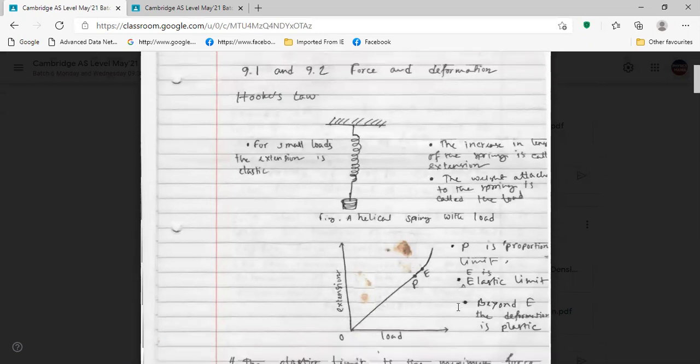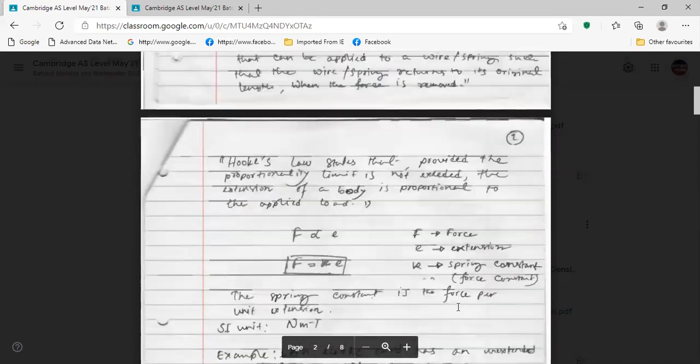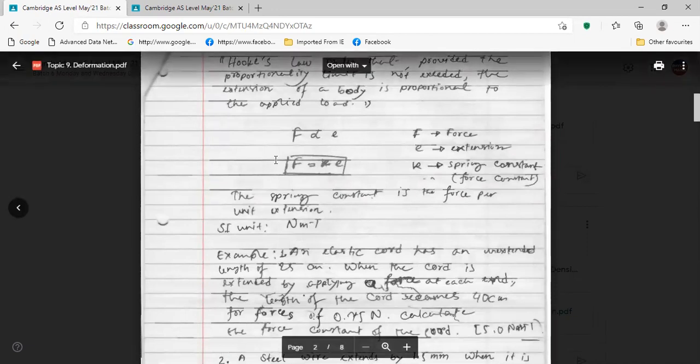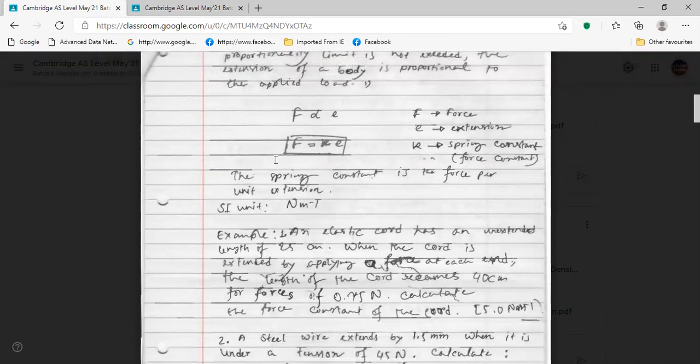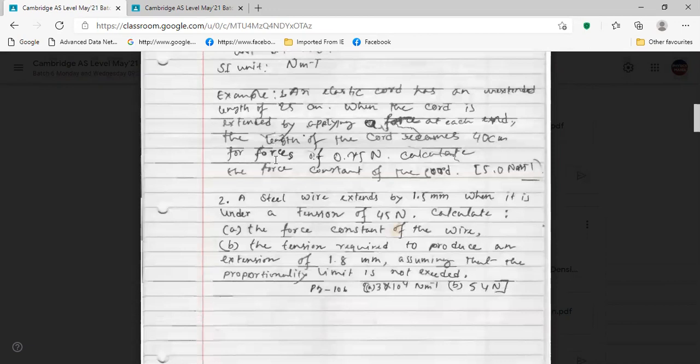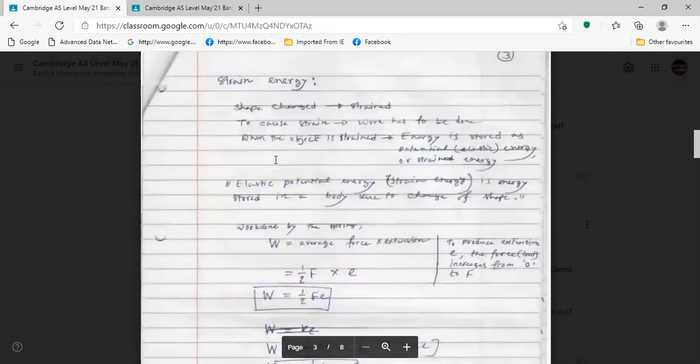You see here Hooke's law. Hooke's law is F is directly proportional to extension. This one you know in O level. F equals ke. Then strain energy. This is new for you. Strain energy is the energy. Sir, I need to understand this chapter a bit better, I can't do this chapter.